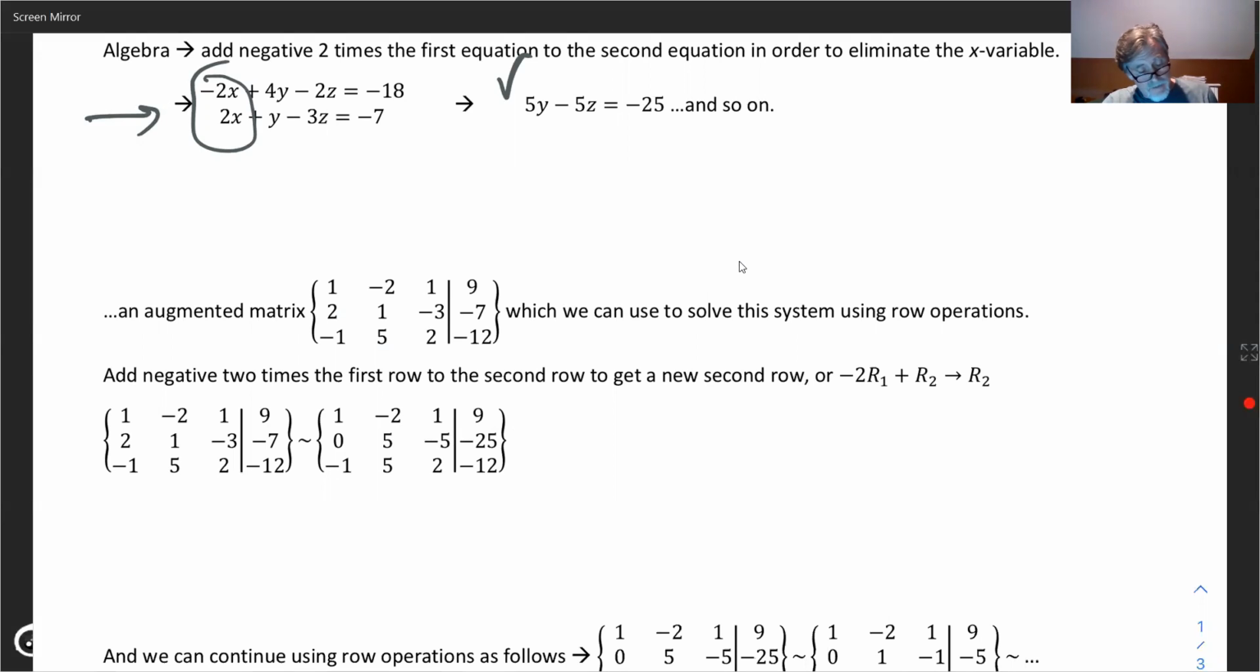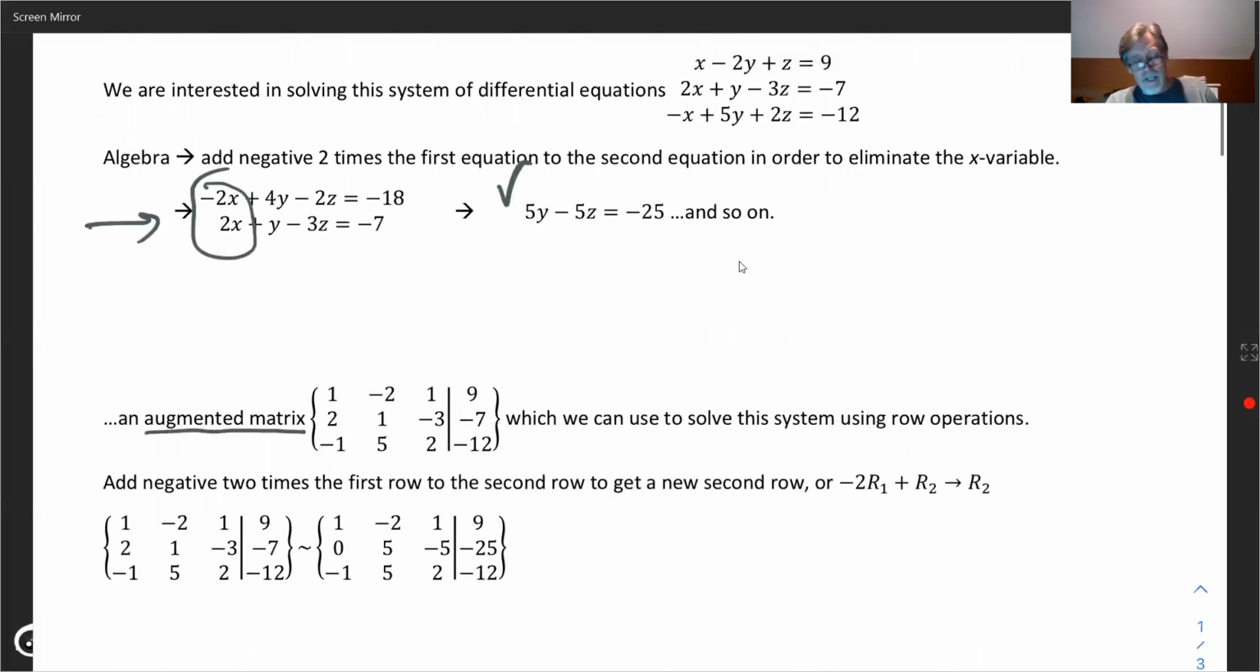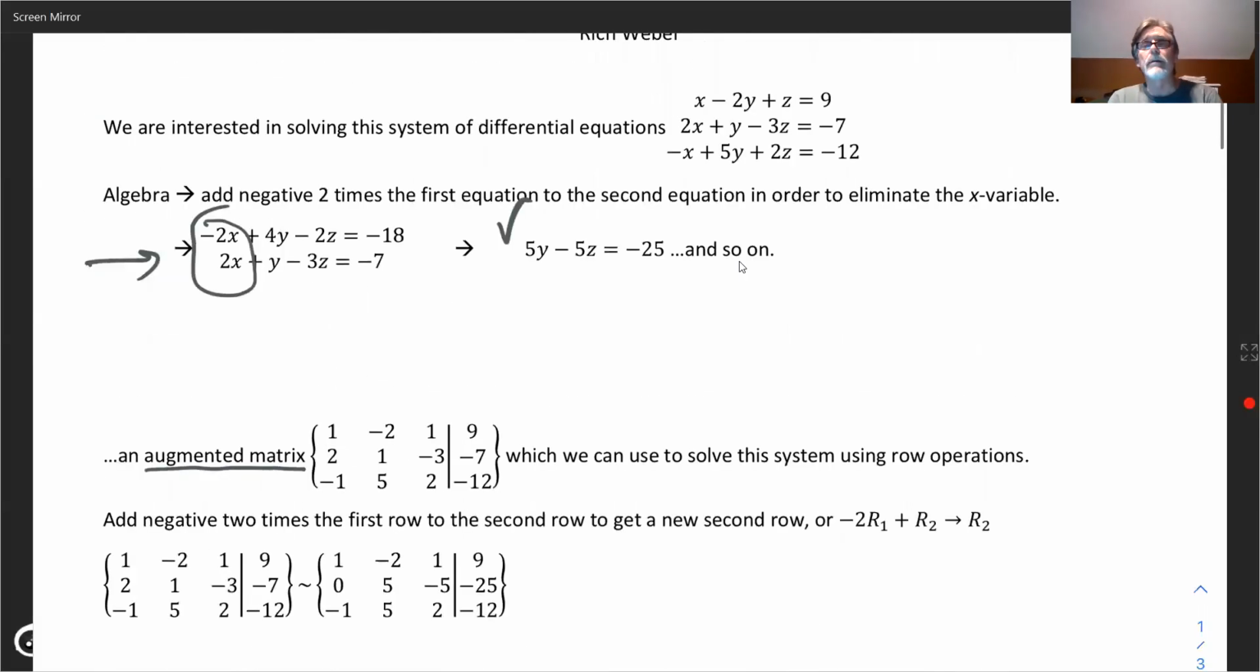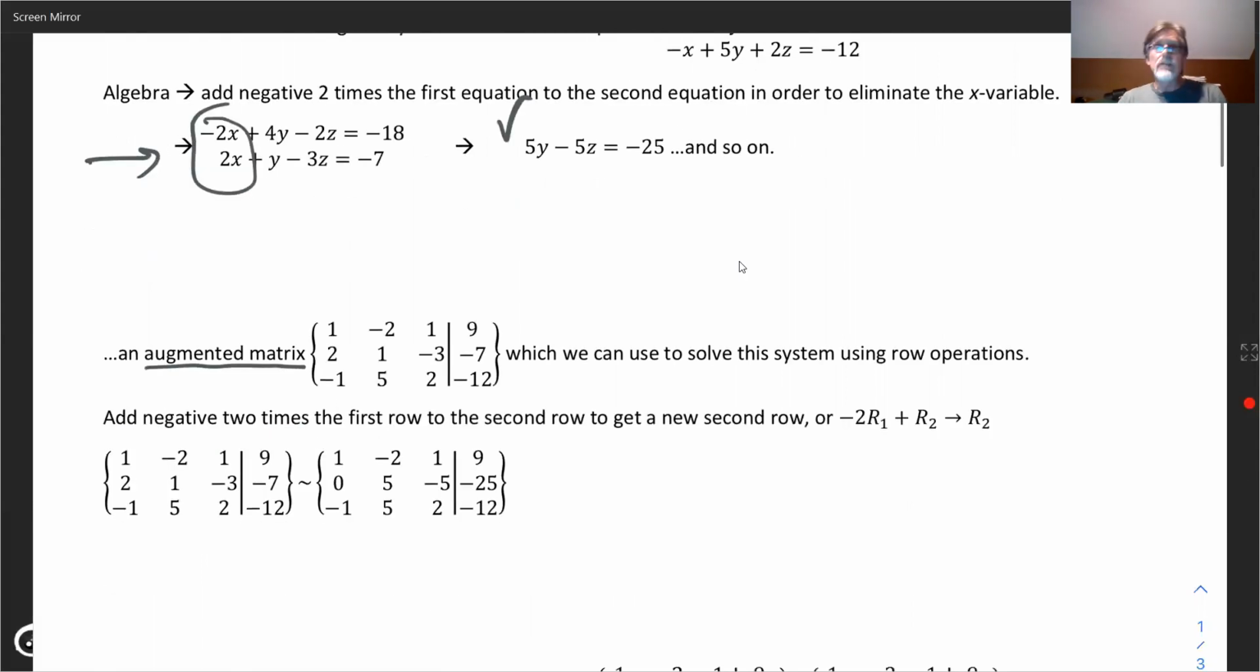The augmented matrix is we're going to grab, let's get this back down here again. We are going to grab the coefficients from that system above, as you can see right here, and we're going to grab each coefficient, put it into the matrix. Do you see that? 1, -2, 1, 9, etc. And what we'll do is we're going to perform that operation again.